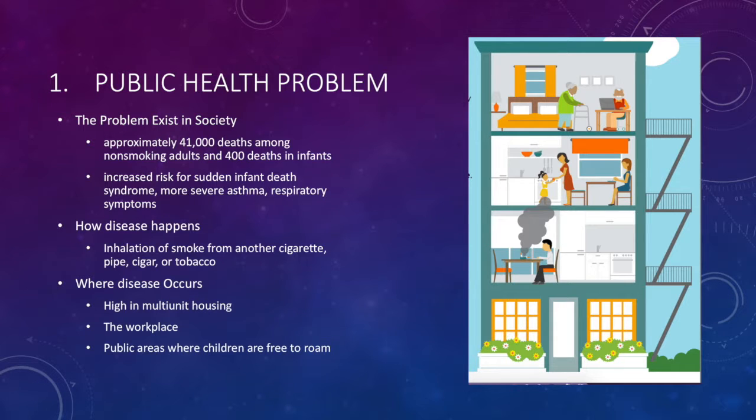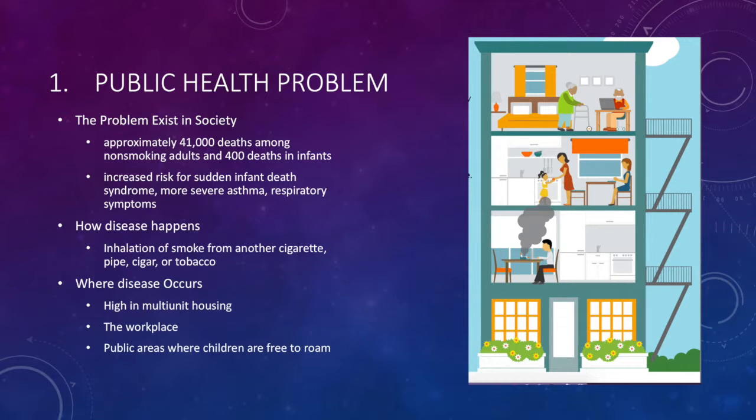Secondhand smoke also causes a lot of diseases such as stroke, lung cancer, and coronary heart disease in adults, and also causes increased risks of sudden infant death syndrome, acute respiratory infections, and respiratory symptoms in infants. As you can see, this disease occurs from inhalation of smoke from another person's cigarette, pipe, cigar, or tobacco. Where does this disease occur?